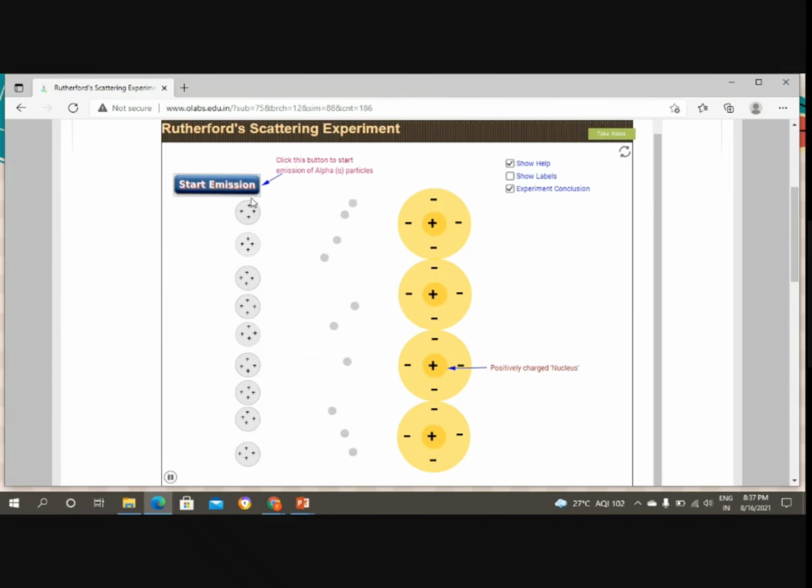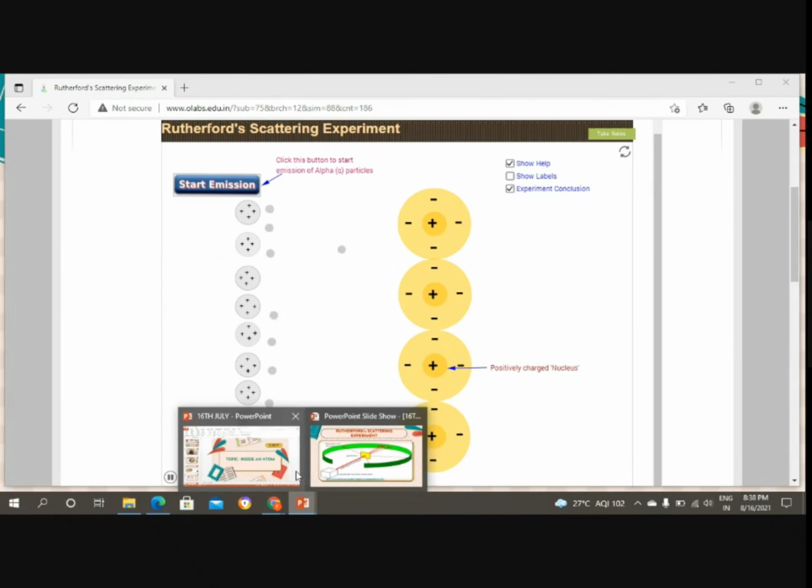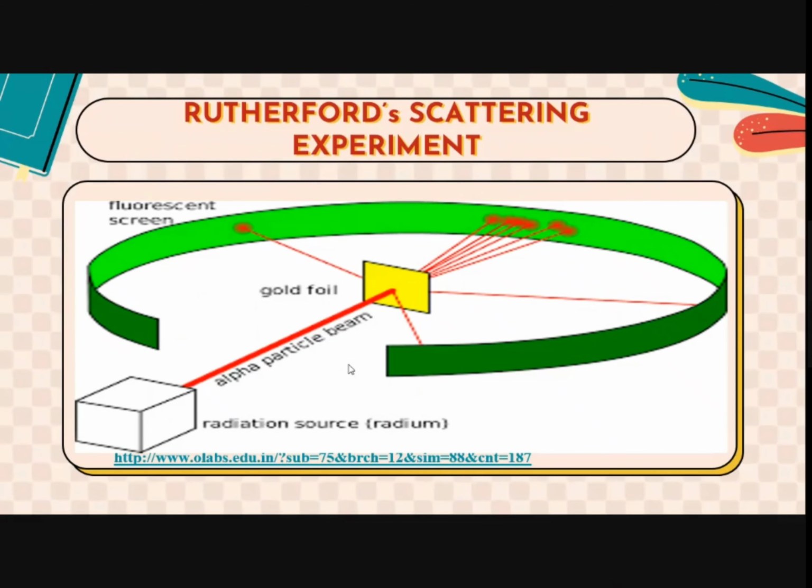So as soon as I start the emission, I can notice that many particles are coming over here on this side, okay, straight. But some particles I can see are coming at an angle, tilted over here. As you can see this one over here, correct? Also, I can see that some particles are bouncing back, like this one. See, it bounced back. So, these were the things that he observed during his experiment.